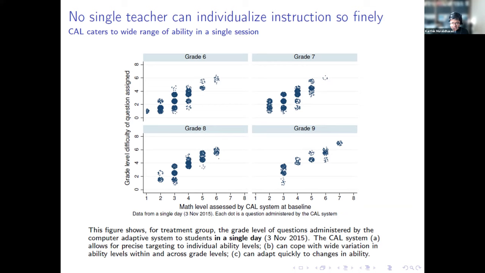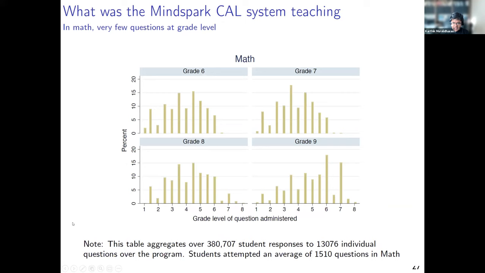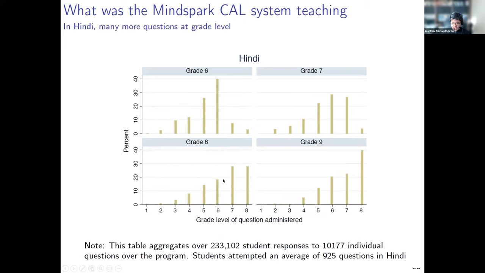But what you see here is that what the MindSpark system is doing in math is, if you're an eighth grade kid, you're almost never getting an eighth grade question. Most of the content you're getting is somewhere between grade 3 and 6, because that's where most of the kids are. Whereas in Hindi, if you're in grade 6, you're getting a lot more grade 6 questions. If you're in grade 8, you're getting a lot more 7 and 8. So there are a lot more questions closer to the official grade level.